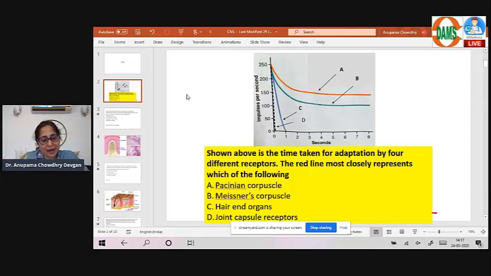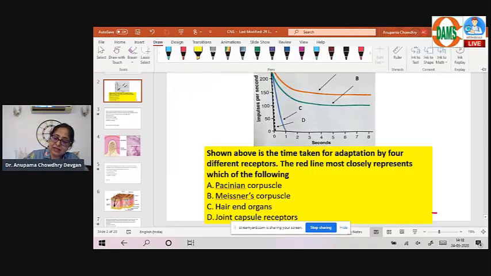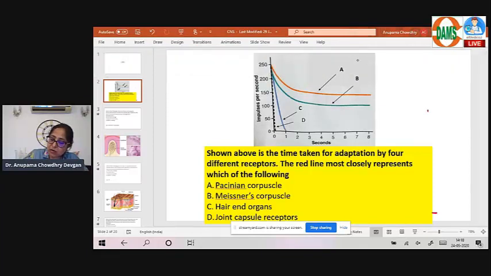Now, we finished with the rapidly and slowly adapting receptors, and I want to do a few questions with you. This one shows the time taken for adaptation by 4 different receptors. Remember, adaptation is when the stimulus is present but the response reduces over a period of time. In this graph, time is on the x-axis and impulses per second is on the y-axis.